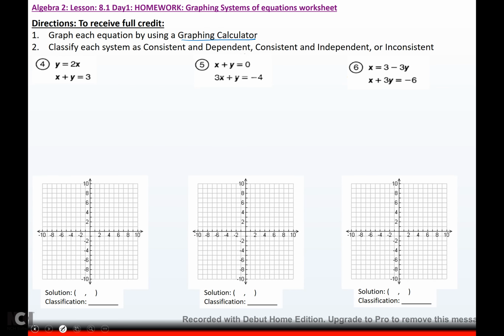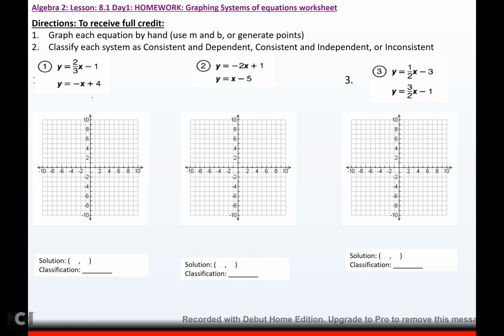So let me show you how the puzzle works. If I do number 1, I would start at -1 and go up to over 3. And if I graph the second line, I'd start at 4 and go down 1, right 1. So it looks like my solution is at 3, 1, which means it's consistent and independent. Okay, so 3, 1 was my solution to number 1.